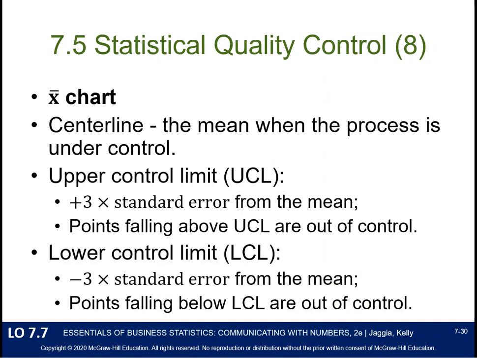So let's just talk about the X bar chart. First of all, they all follow basically the same process. The center line for the X bar chart will be the mean, so whatever the mean is for the population, mu, that's the center line. The upper limit is 3 times the standard error, or the standard deviation, above the mean. Anything above the upper limit is out of control. The lower limit is 3 times the standard error below the mean. Anything falling below this is again out of control, and therefore we need to fix it.